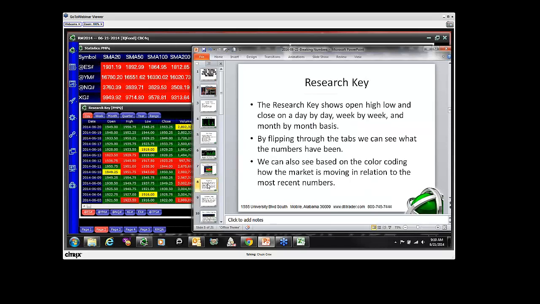Now the research key shows open, high, low, close on a day-by-day, week-by-week, and month-by-month basis. And by flipping through the tabs, we can see what the numbers have been. So we get to see if the market is positive or negative, moving higher or moving lower. We also see, based on the color coding, how the market is moving in relation to the most recent numbers. And if you come over here to the live research key, which is why I have this set up this way, look at the red and green colors, and you can see the way the month of June has advanced.